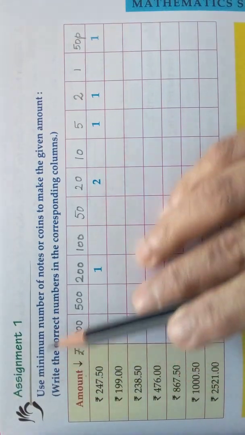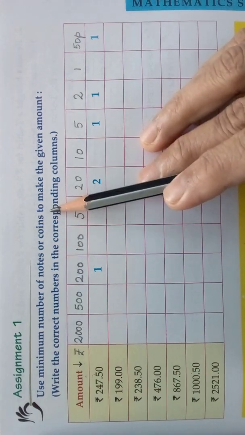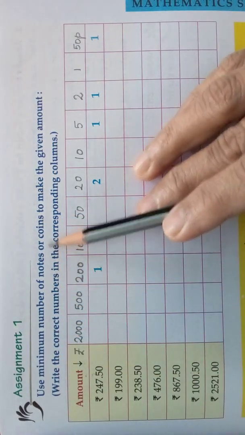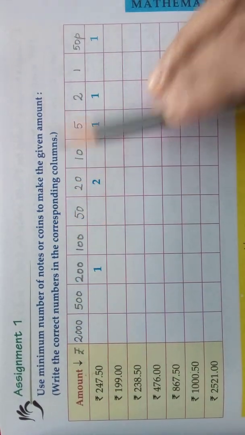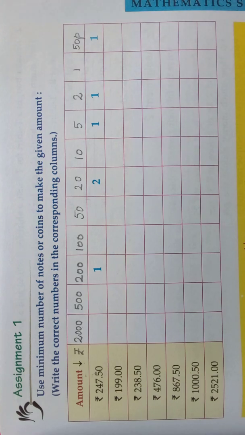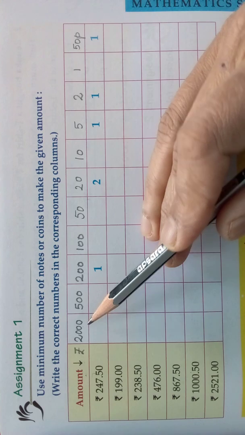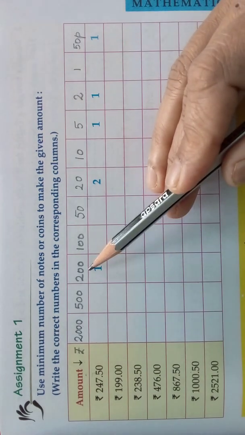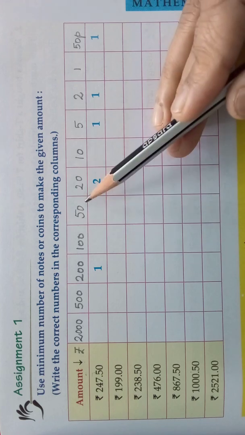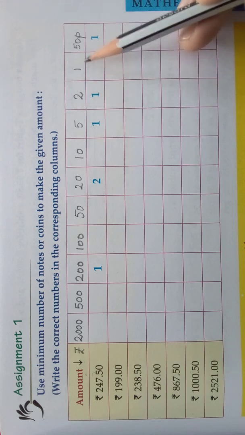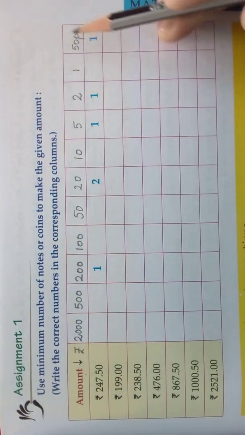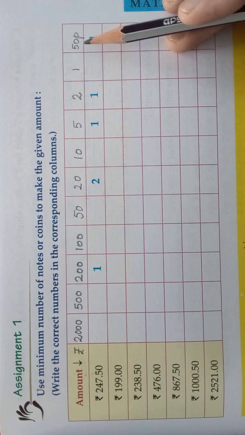Assignment 1. Use the minimum number of notes or coins to make the given amount. Write the correct numbers in the corresponding columns. See, what currencies are we using in India now? 2000 rupee note, 500 rupee note, 200 rupee note, 100 rupee note, 50 rupee note, 20 rupee note, 10 rupees, 5 rupees, 2 rupees, 1 rupee and 50 paise. These are all the denominations that we are using in our country now.